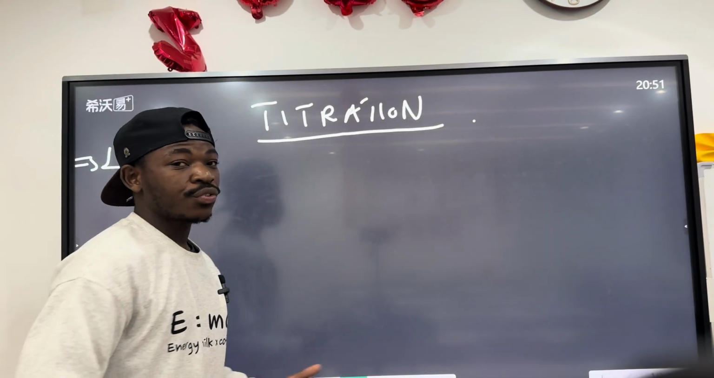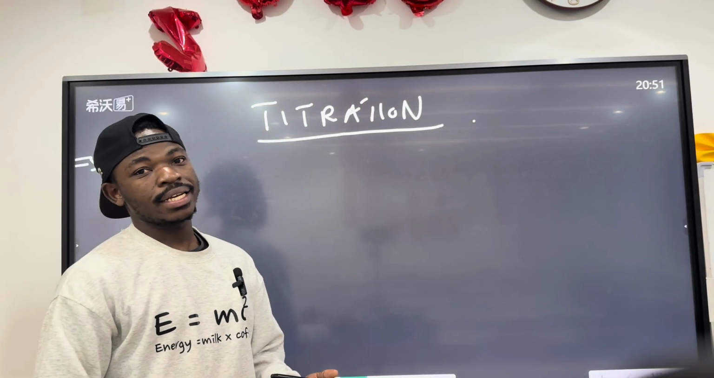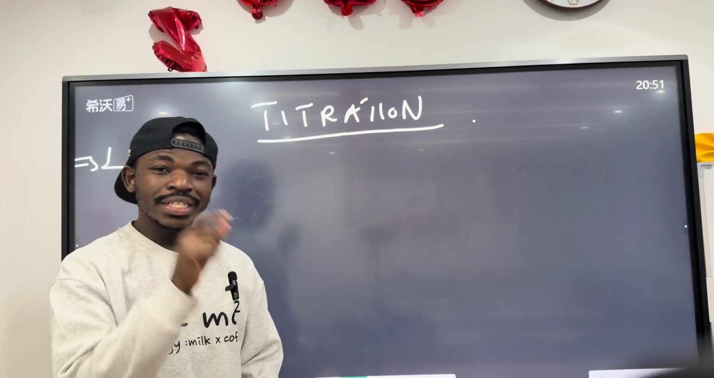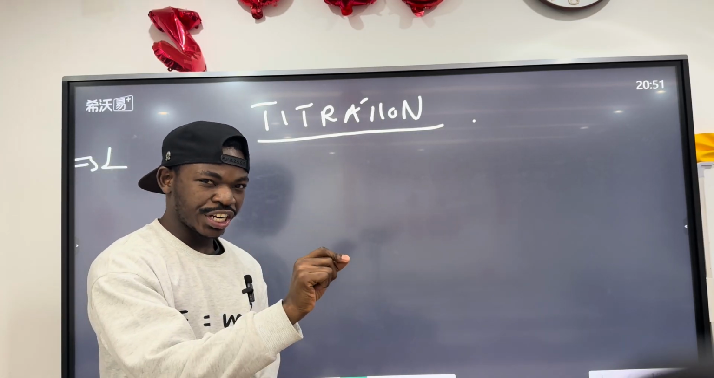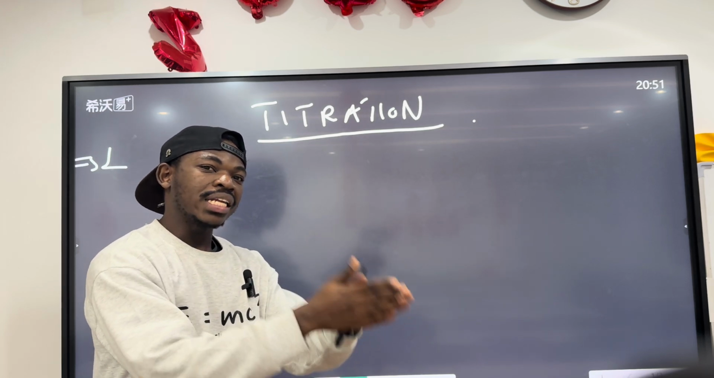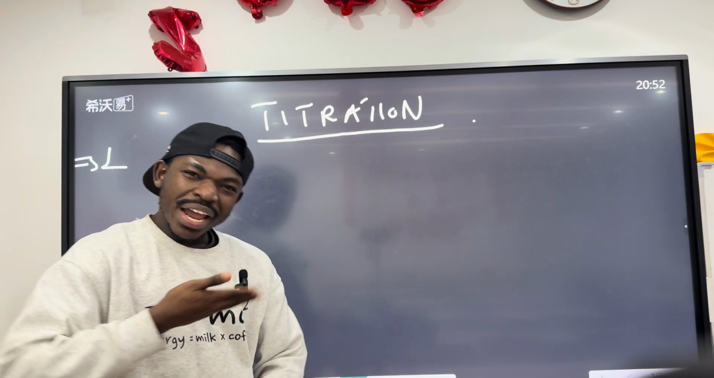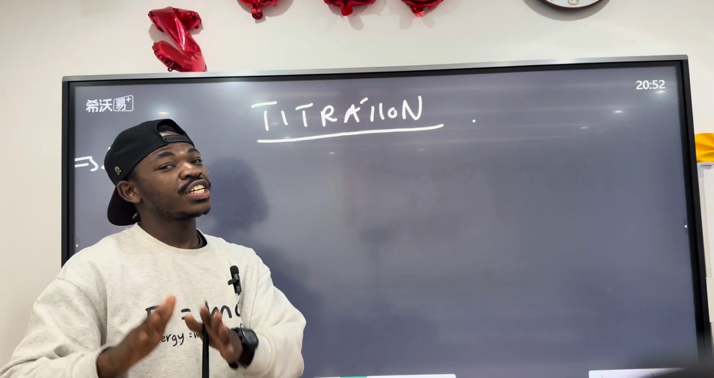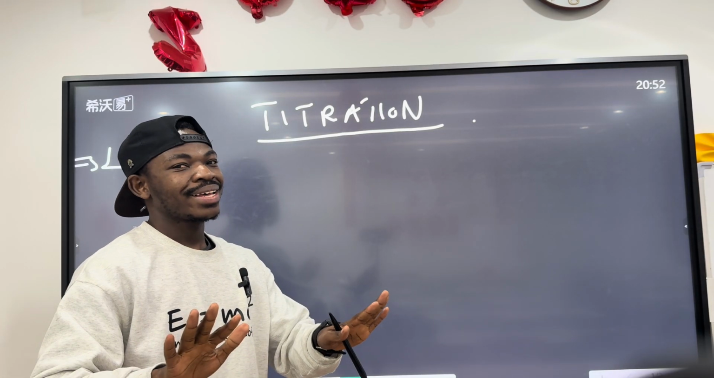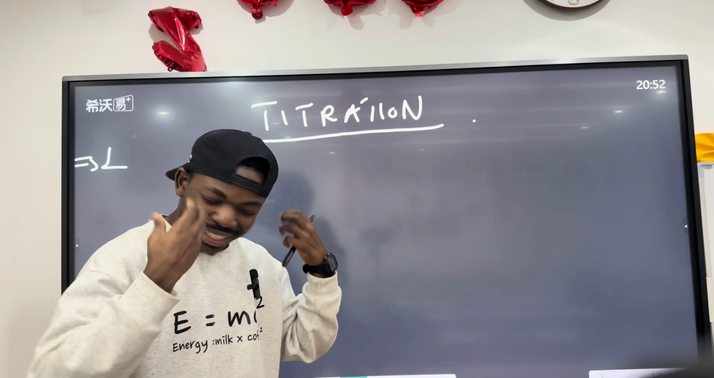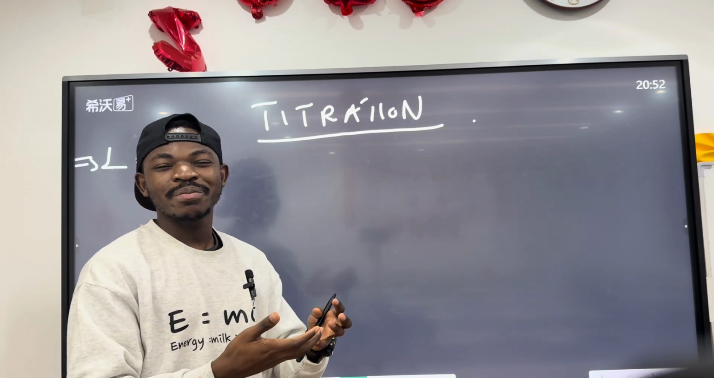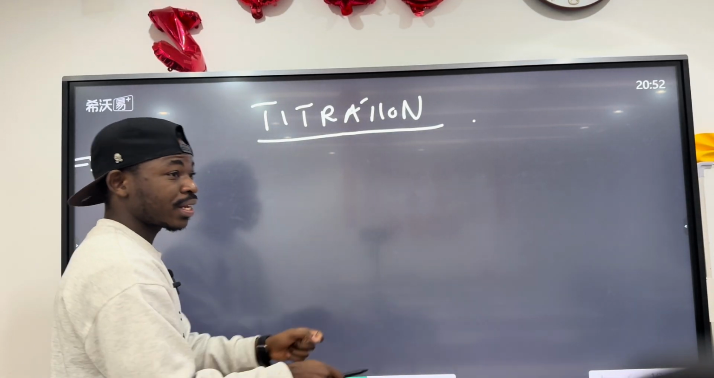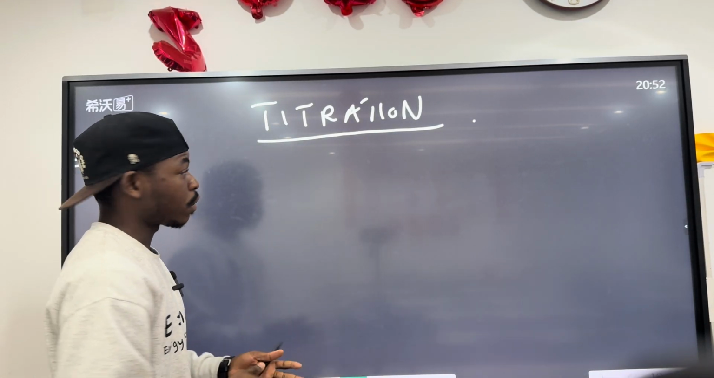So titration is simply a technique. It's a laboratory technique that is used to determine the concentration of an unknown solution by reacting it with another solution whose concentration is already known. Relax. I know it's hard for you to just understand what I am talking about. I'll make it easy for you. So let's start with an example, then we'll create a definition for ourselves.